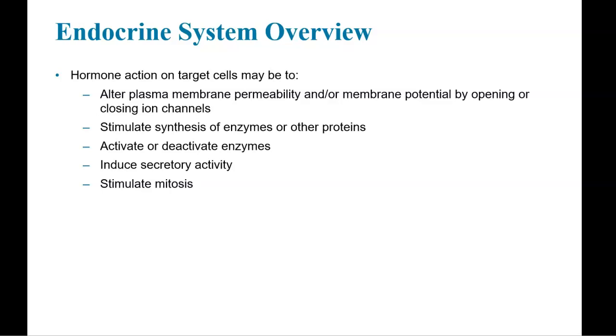The hormone's action on the cells could include altering the plasma membrane permeability or the membrane potential by opening and closing ion channels. It could stimulate synthesis of enzymes or other proteins. So remember, synthesis is to build. It's either putting together enzymes or proteins. It can either activate or deactivate enzymes, or it can induce secretory activity. And then finally, it could also stimulate mitosis.